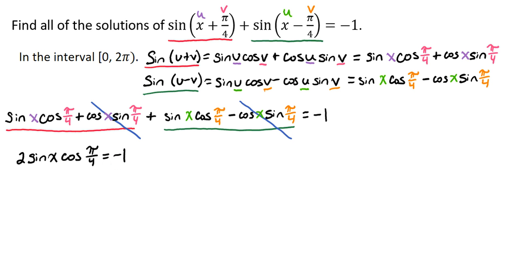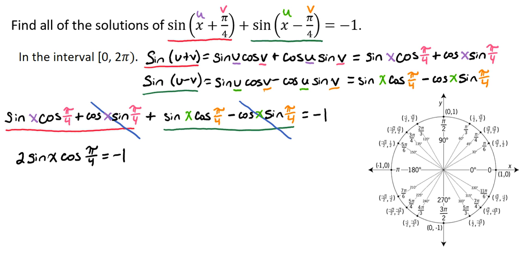So we want to try and evaluate the cosine of pi over 4. And if we recall our unit circle, we can see that the cosine of pi over 4 is radical 2 over 2. So we can go ahead and plug that in. And so now we have 2 times the sine of x times radical 2 over 2 equals negative 1. And we're still trying to solve here, so we're going to go ahead next and divide both sides by that radical 2 over 2.